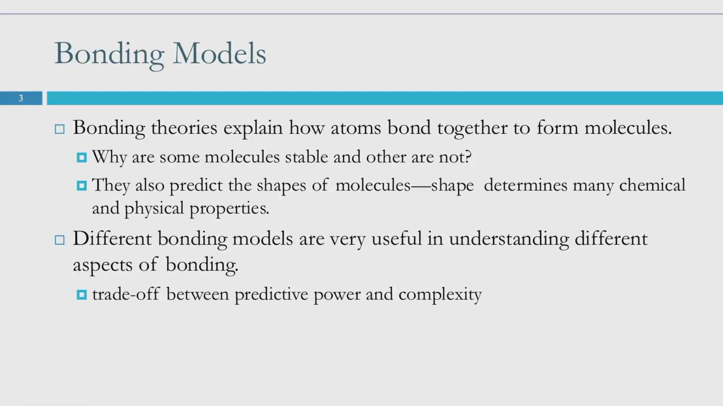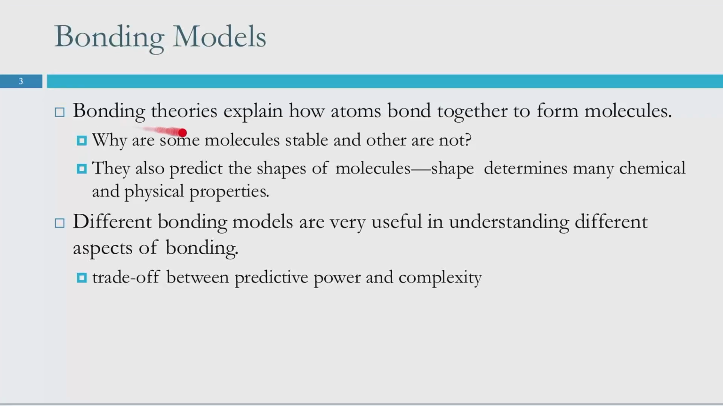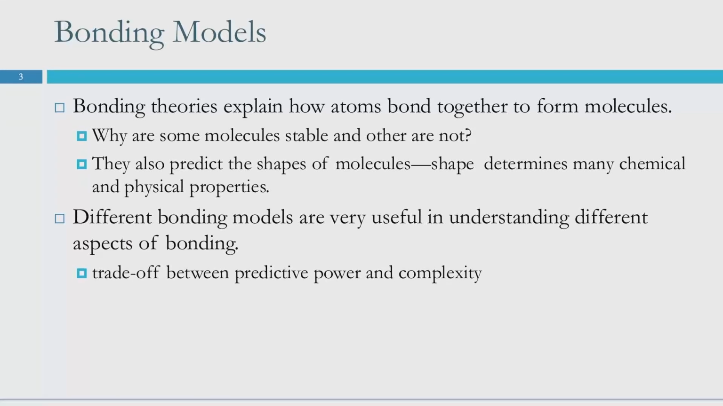But the general idea behind bonding models is that these theories can help explain how our atoms are bonded together, which can inform how our molecules, our atoms, our chemicals are shaped. And the shape can also, in turn, determine how they behave. So for example, this can help answer questions like, why are some molecules stable and others not so stable?